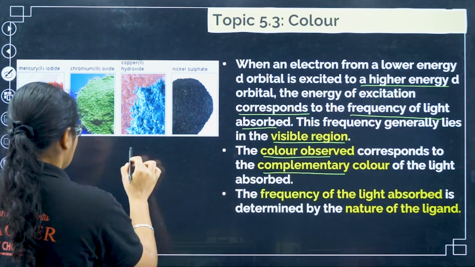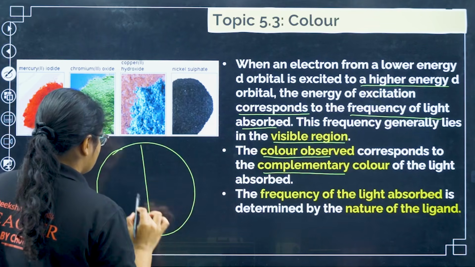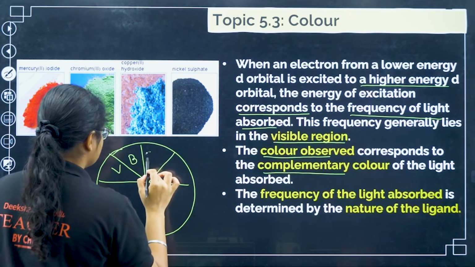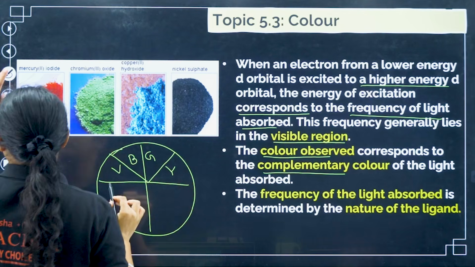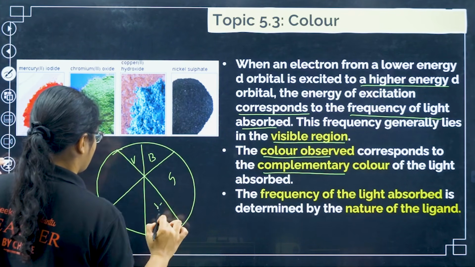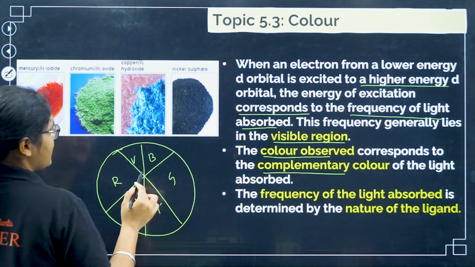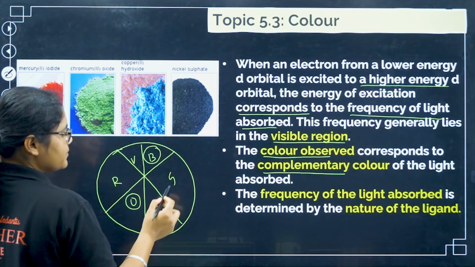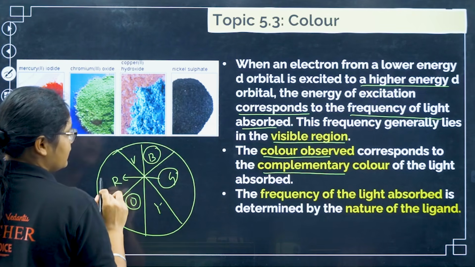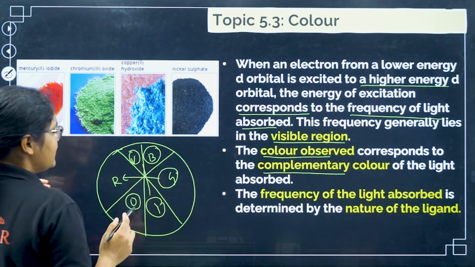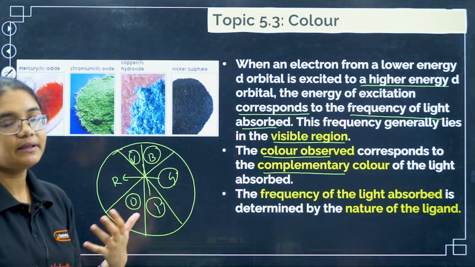For example, there is a trick to remember: V, B, G, Y, O and R. If the compound is absorbing blue, it will be visible as orange. If it is absorbing green, it will be visible as red. If it is absorbing yellow, it will be visible as violet. So the complementary colors will be visible.